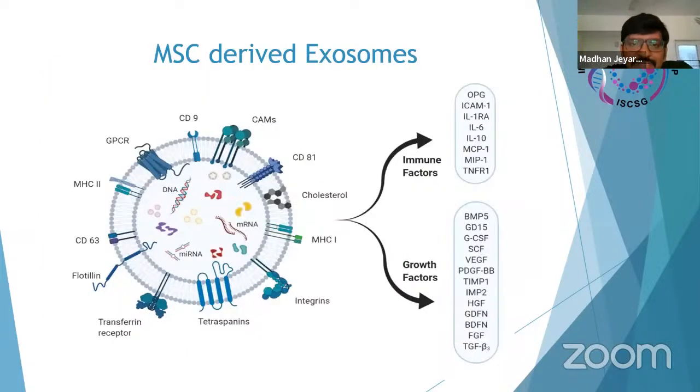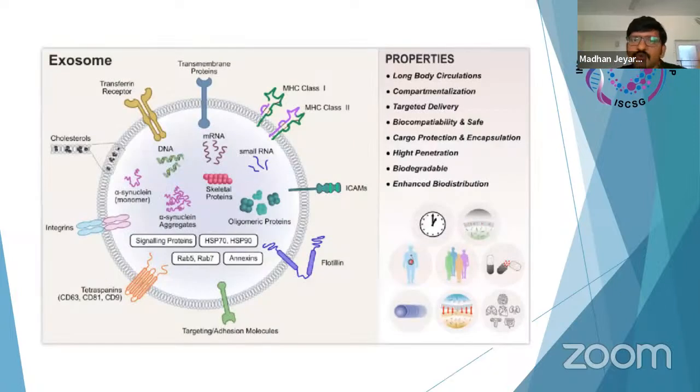So MSC-derived exosomes are basically a lipid bilayer, with cholesterol, as mentioned here. These are all the surface markers which we can use to identify the exosomes in the product. And it has both immune factors and growth factors, which help in targeted action. So what properties does it have? It has long body circulation, that is, it will circulate through the whole body, and each and every exosome has a particular compartment, which is called compartmentalization.